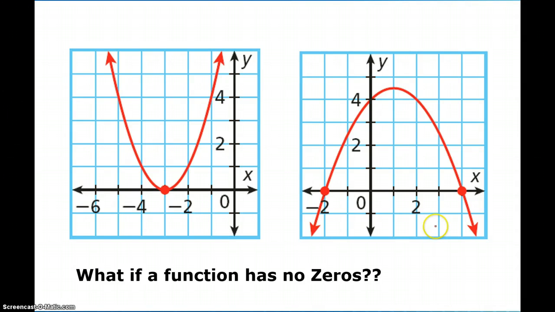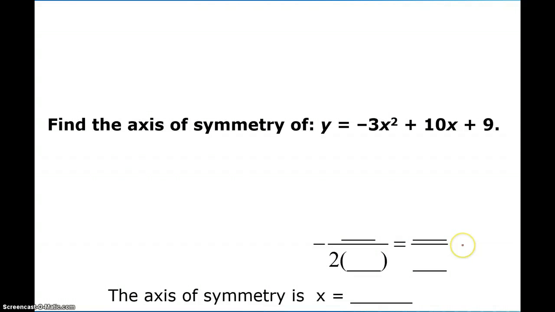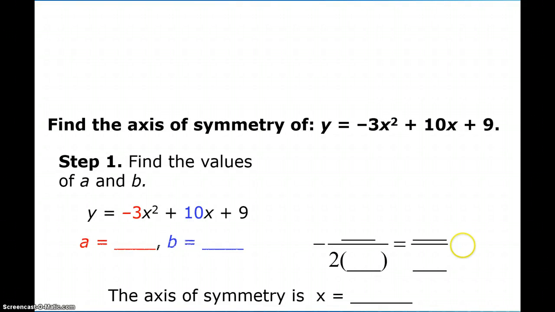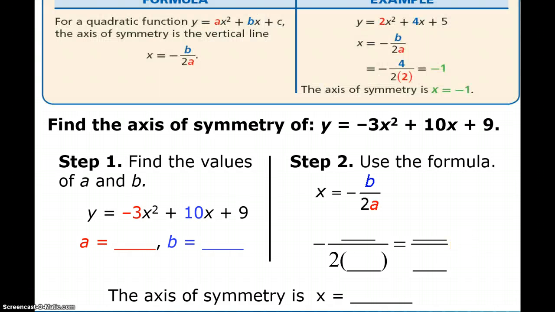If the function has no zeros, so it's floating up above, you don't really know where it's at, it's pretty hard to tell. You can't really find the axis of symmetry too easily because you don't know exactly where it is. So we have a formula that we're going to give you, and that formula is this right here. This is what you need to write on your paper. Axis of symmetry equals this.